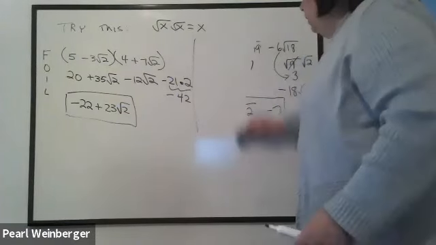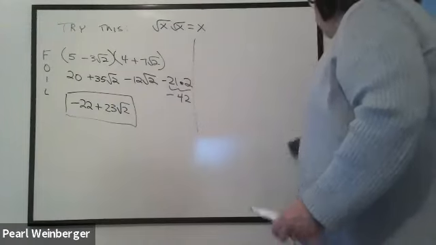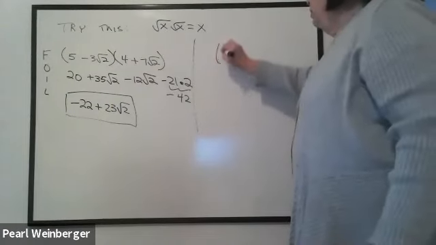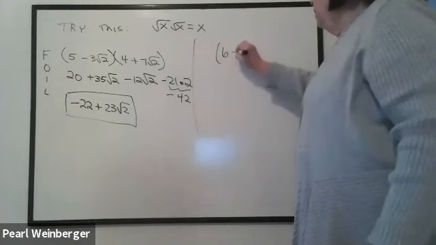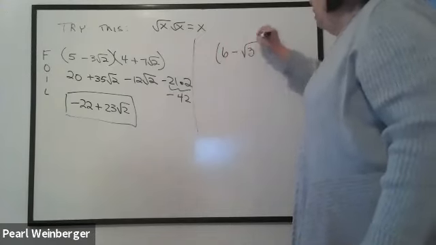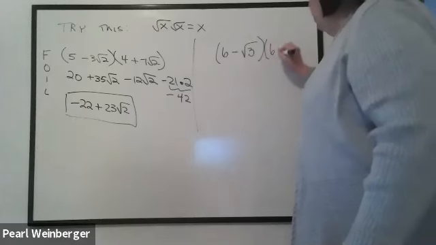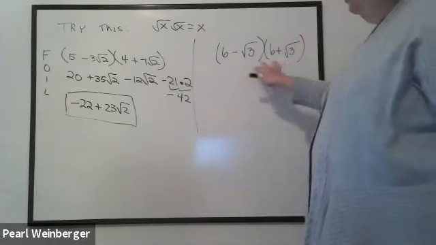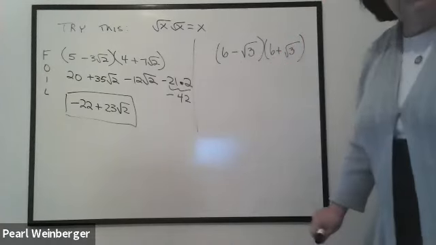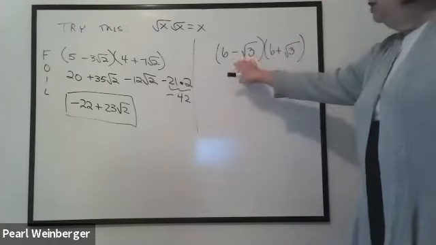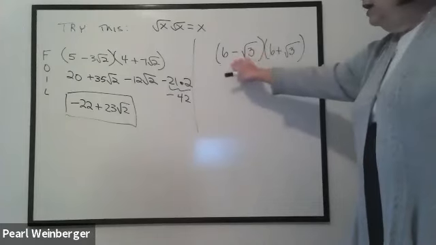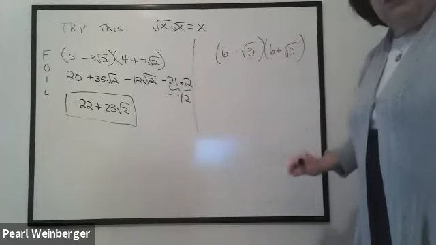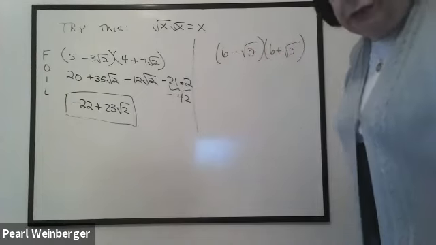Do another multiplication. Suppose I gave you 6 minus radical 3 times 6 plus radical 3. What if I gave you these two binomials, which if you recall are called conjugate binomials because they look identical, except one has a minus in it and one has a plus. Let's see what happens when you multiply those two together.